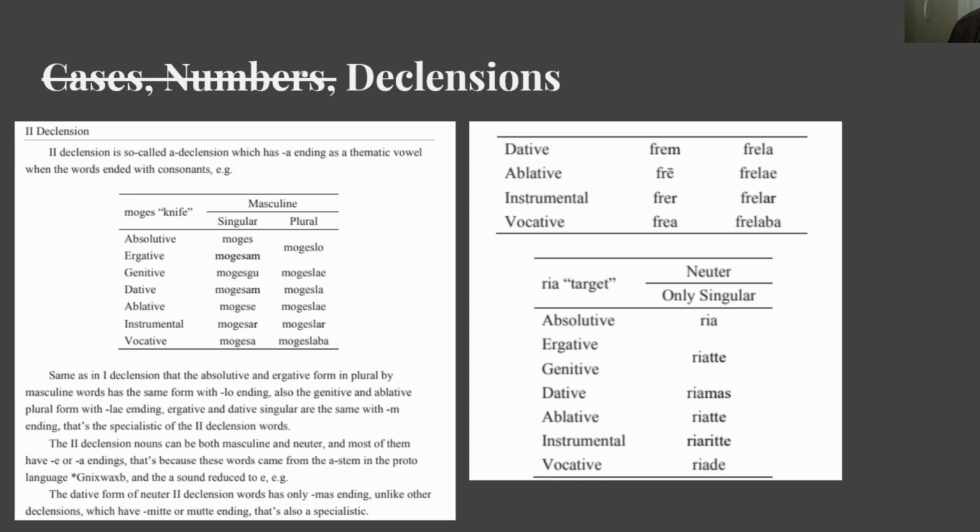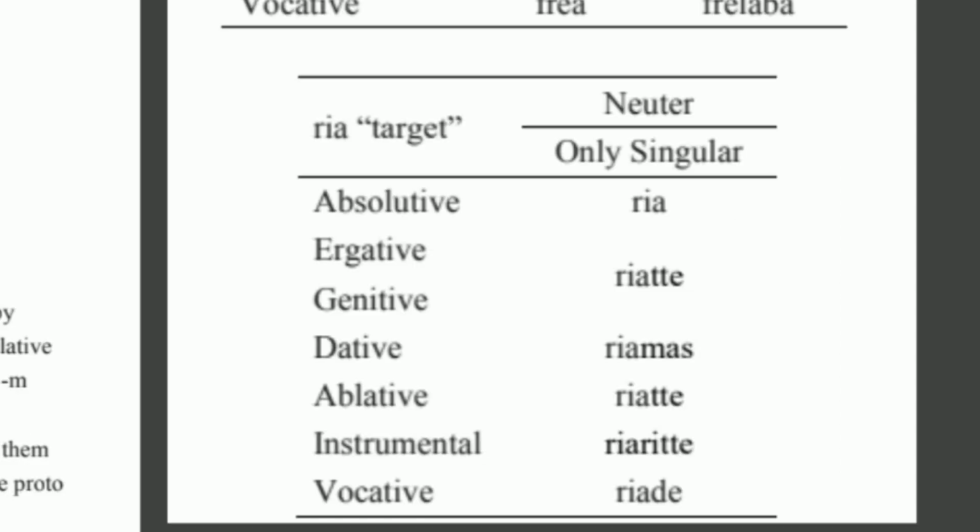All right, and then we have, again, whenever it's a neuter noun, there's a few differences. There's irregularities that happen. Ria, which is target, where we have ria, riate, riate, riamas, riate, riarite, riade.